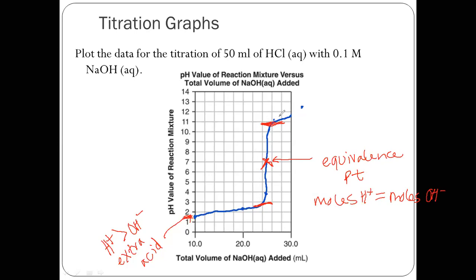Okay, and then above that point, now when you're adding more stuff, then you're going to have extra base. And it would be super pink because we have phenolphthalein. So you had H plus is less than OH minus at this point.